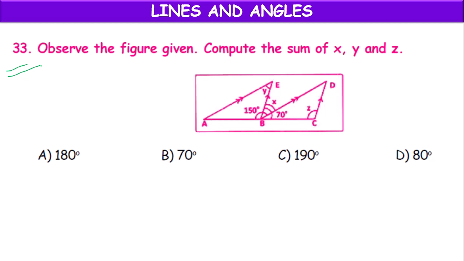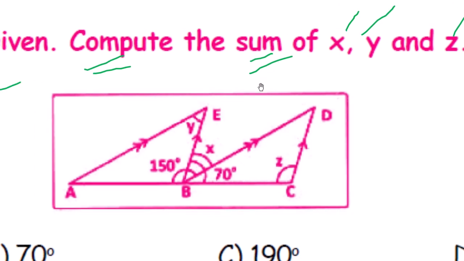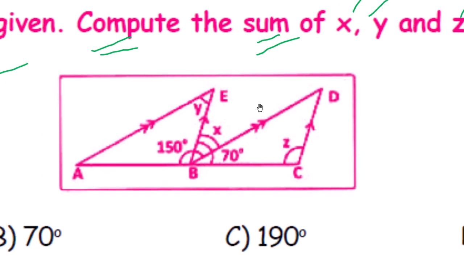Next, 33rd question. Observe the figure given. Compute the sum of x, y and z. So by observing the figure, we have to find out the sum of x, y, z angles. First we have to find their values, then we have to find their sum. So this is the figure.